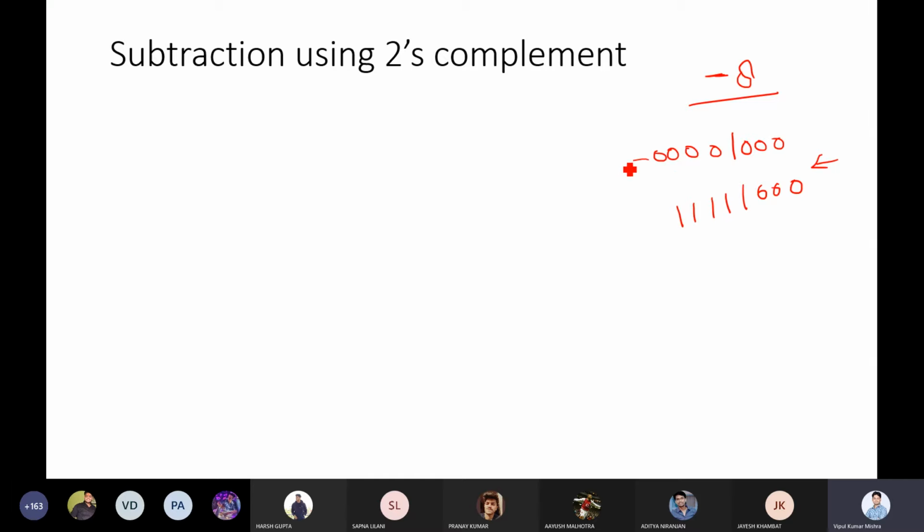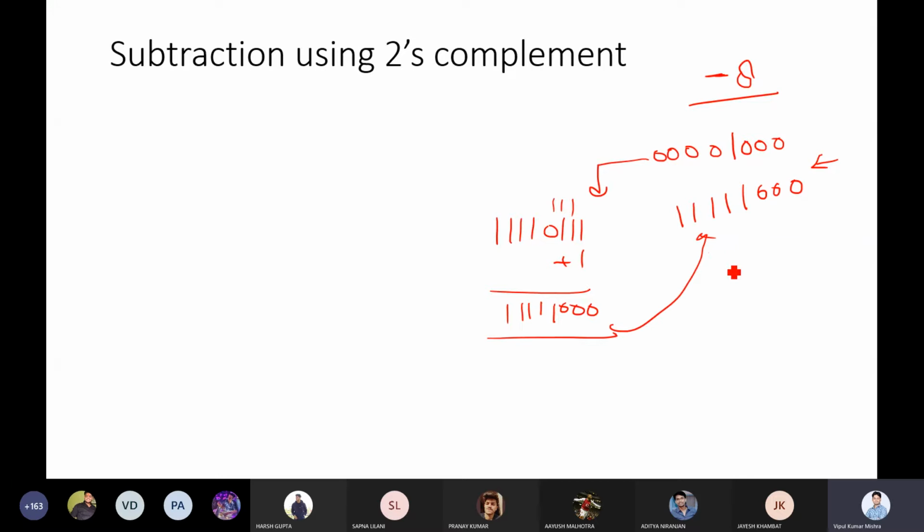Another method is that first you take 1's complement. So 1's complement will be 1 1 1 1 0 1 1 1. Then you add 1. So 1 plus 1 is 0 with a carry, 1 plus 1 is 0 with another carry, 1 plus 1 is 0, then 1, and then 1 1 1 1. Is it really the same as this? Yes. Is everyone getting it? Any doubt on this? No, sir.